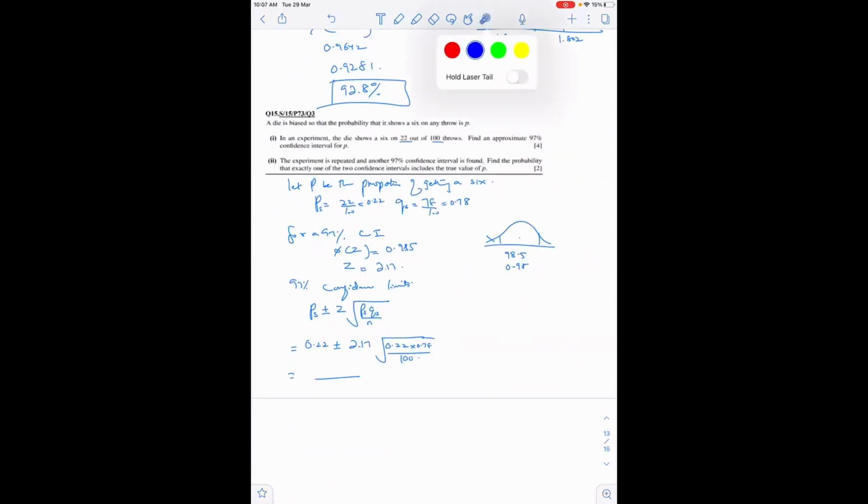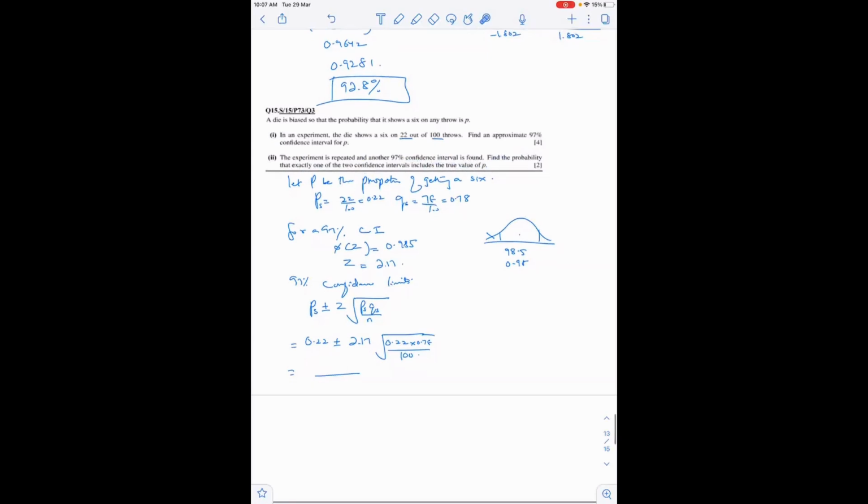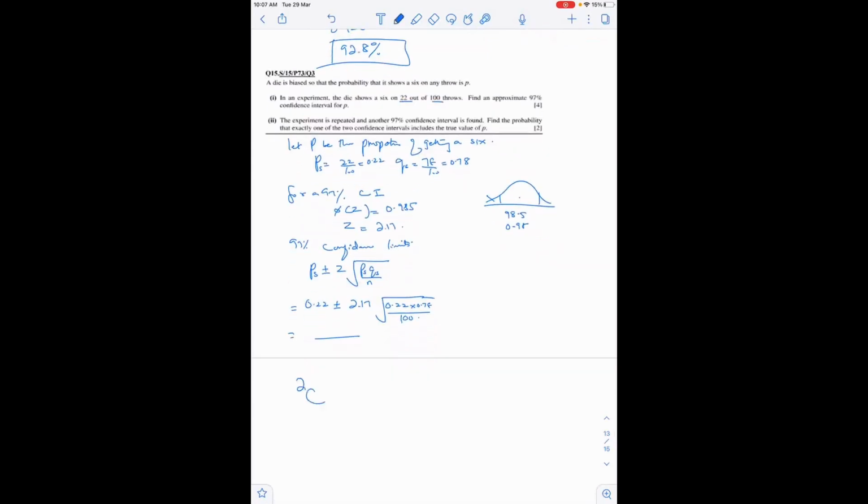The experiment is repeated and another 97% confidence interval is found. Find the probability that exactly one of the two confidence intervals includes the true value of P. Okay, out of the two, exactly one, that means now apply binomial, 2C1. Out of 2, 1, okay? So whatever is the... find the probability that exactly one of the two confidence intervals includes the true value of P.